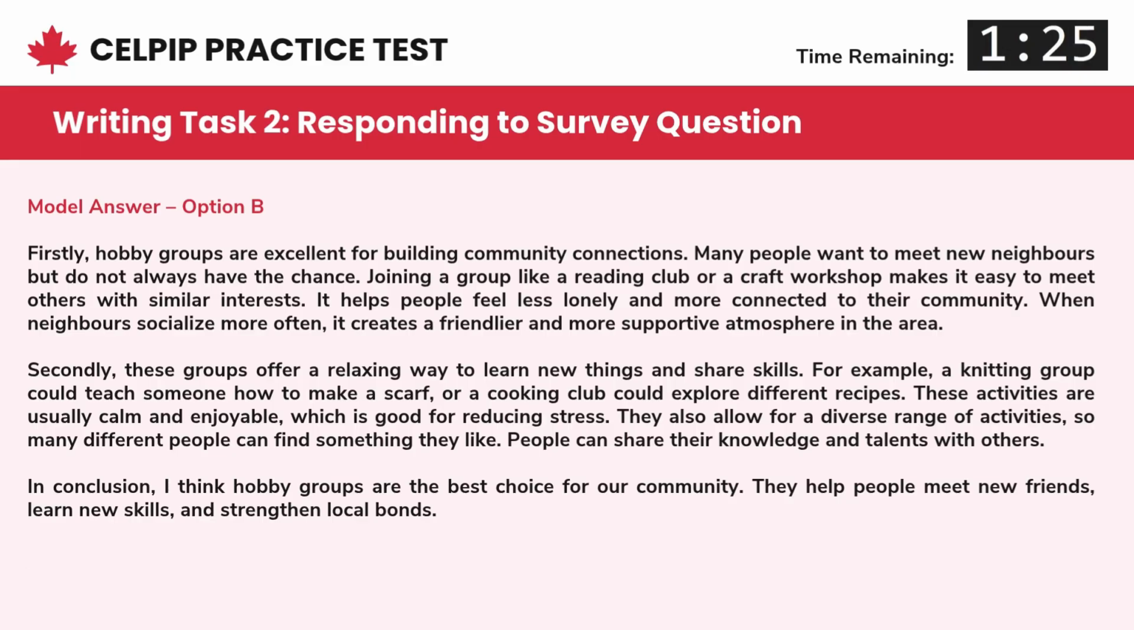Now let's explore why this second answer, choosing option B, is effective. Feel free to pause the video to read the complete answer on your screen. This response clearly states its preference for hobby groups for neighbors in the first sentence. It then provides two strong reasons to support this choice.